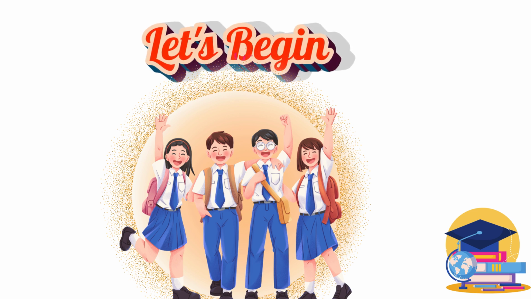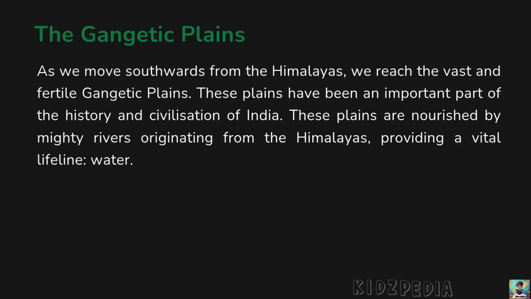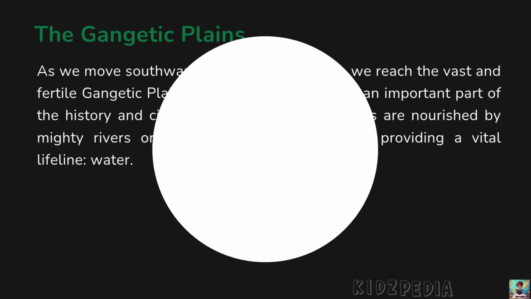You can pause or rewind any time to write things down. So, let's begin. The Gangetic Plains. As we move southwards from the Himalayas, we reach the vast and fertile Gangetic Plains. These plains have been an important part of the history and civilization of India. These plains are nourished by mighty rivers originating from the Himalayas, providing a vital lifeline, water.